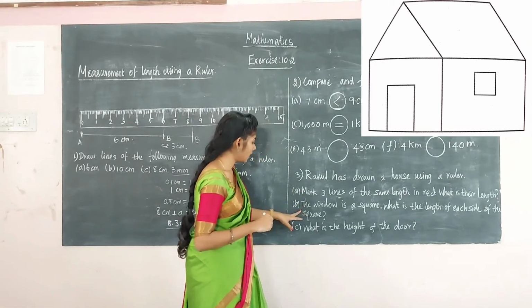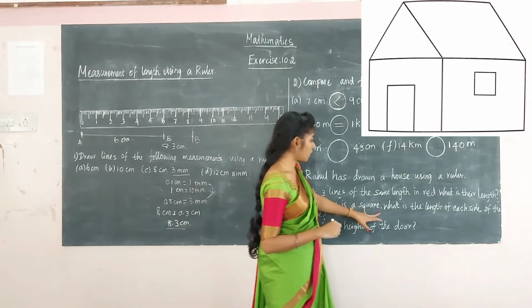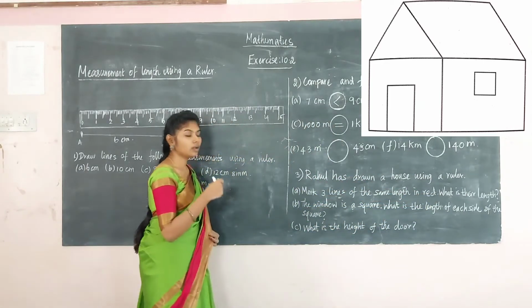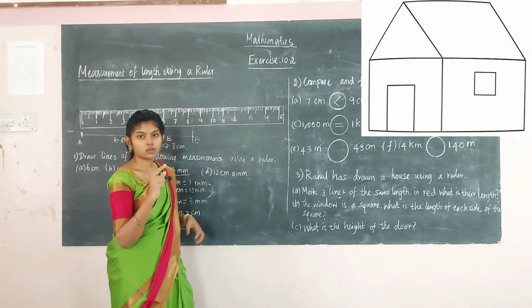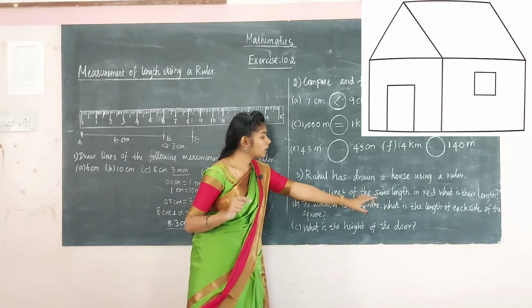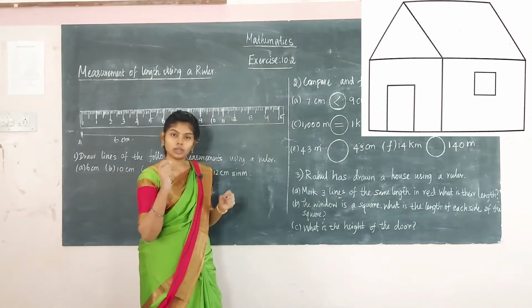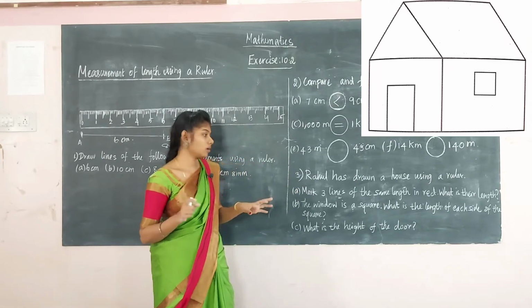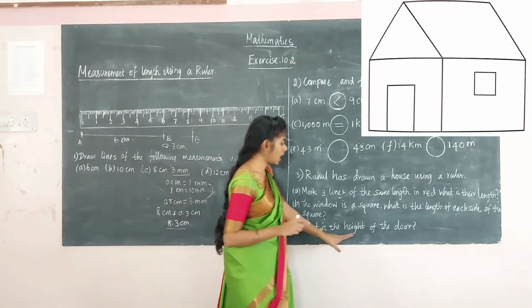And next one, the window is a square. What is the length of each side of the square? So here in the house picture, there is a square shape which is a window, that is the representation of that. And what is the length of each side? So you are going to keep the ruler and you are going to find the centimeter.